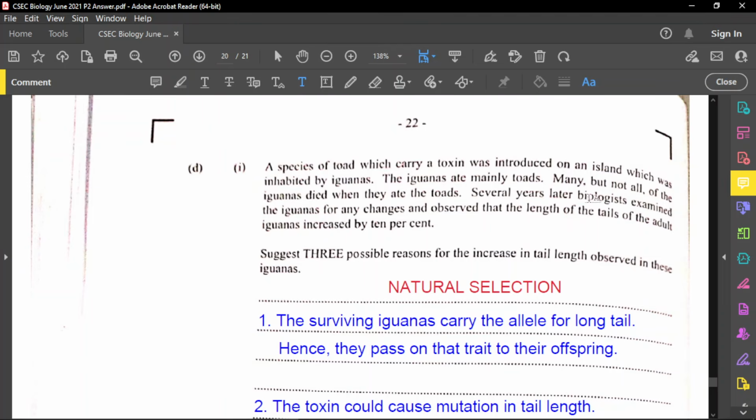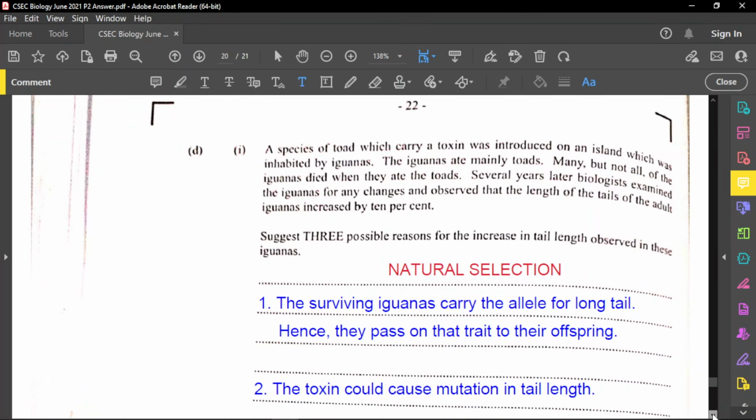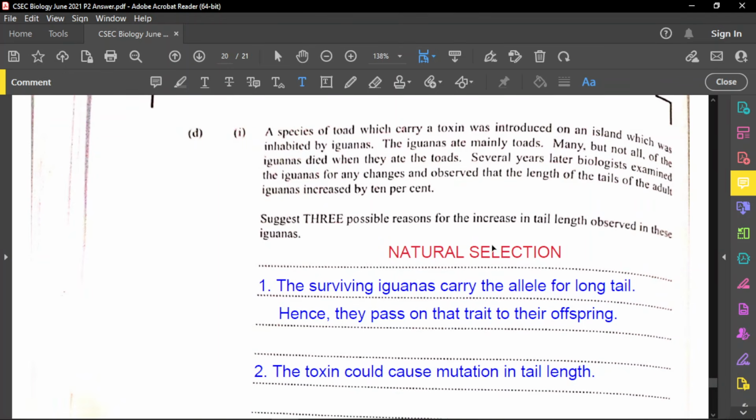It said several years later, biologists examined the iguanas for any changes and observed that the length of the tails of the adult iguanas increased by 10%. And this suggests 3 possible reasons for the increase in tail length observed in these iguanas. And a point to note, I just put natural selection here because this is due to natural selection. The introduction of toads with toxins will kill some of the iguanas and only have a few remaining. So the one that remains is really by natural selection.